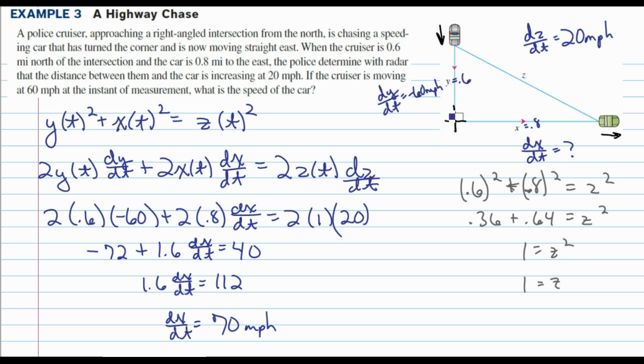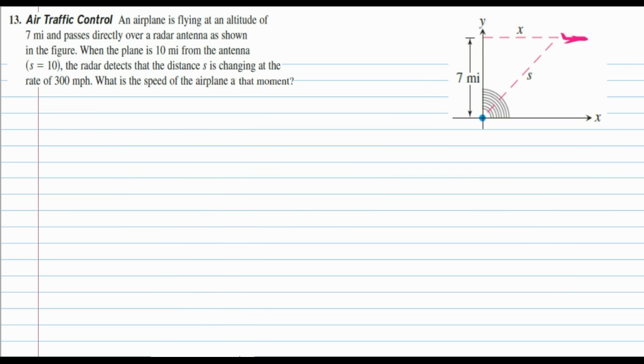Now, the cruiser is approaching the intersection, so maybe they're slowing down. I don't know. And now try problem number 13, air traffic control. An airplane is flying at an altitude of 7 miles and passes directly over a radar antenna shown in the figure. So here's this radar antenna, and the airplane's path technically passes right over that. When the plane is exactly 10 miles from the antenna, that's not up and over. The line connecting the plane and the antenna, S here, equals 10.